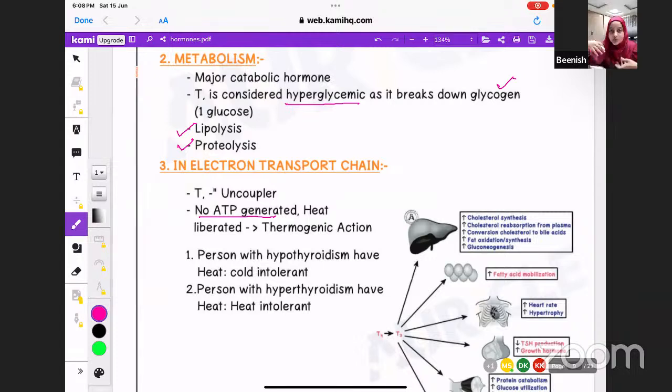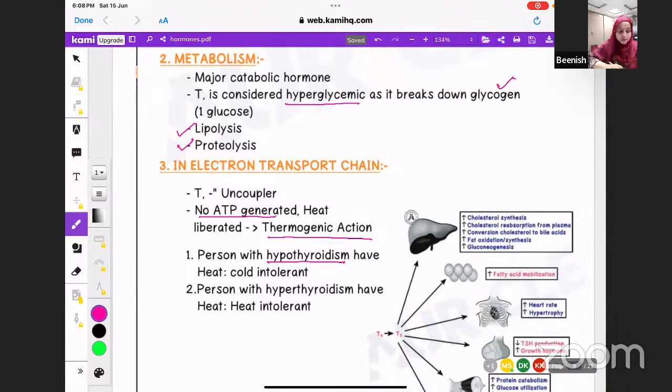Since these uncouplers form holes in the inner mitochondrial membrane, the energy released during oxidation that was supposed to generate ATP is now going to generate heat. So this is the thermogenic action of your thyroid hormone. That is, it increases the body heat. It has thermogenic action.